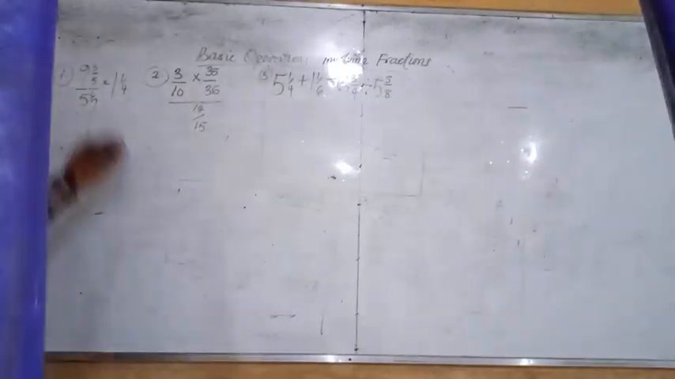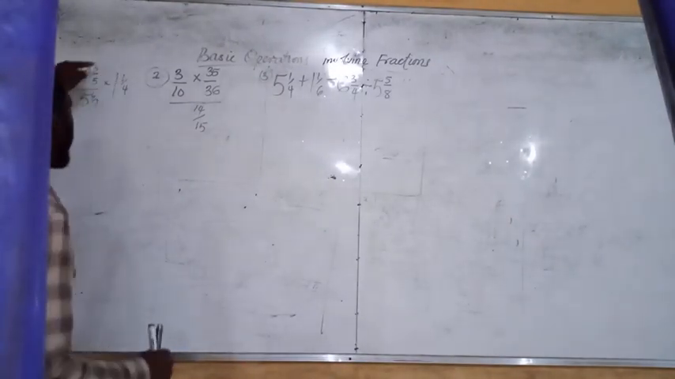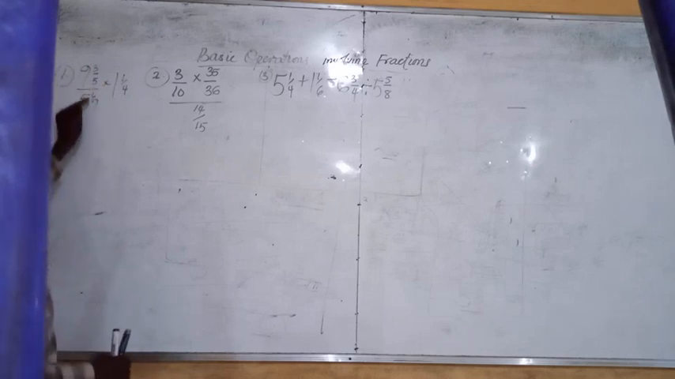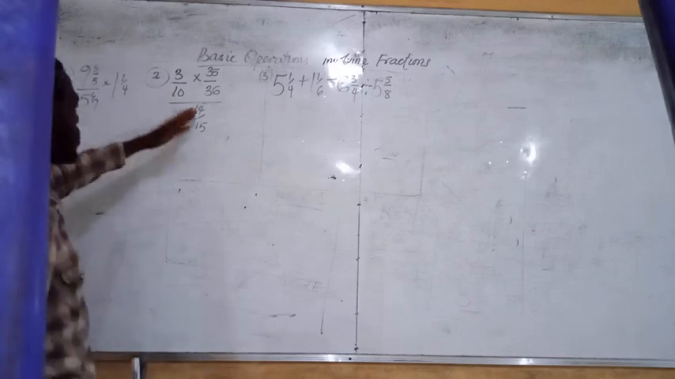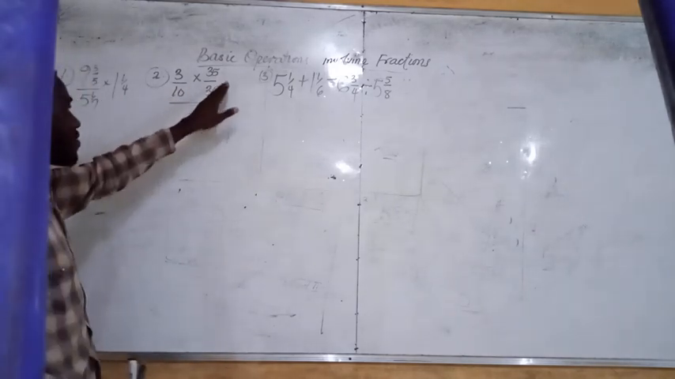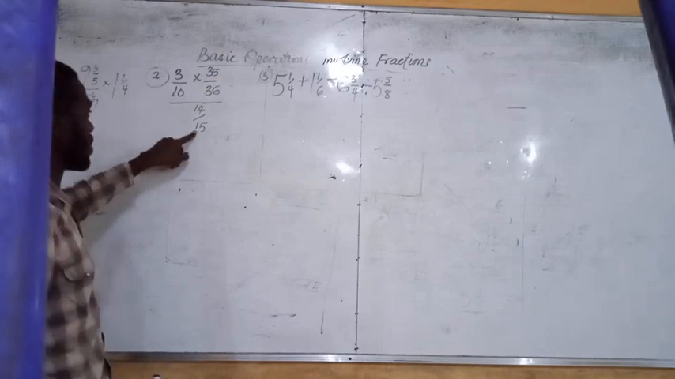Alright, this first question reads: 9 whole number 3/5 divided by 5 whole number 1/7, all times 1 whole number 1/4. The next question says: 3/10 times 35/36, all over 14 divided by 14/15.